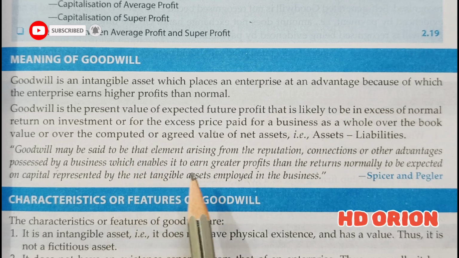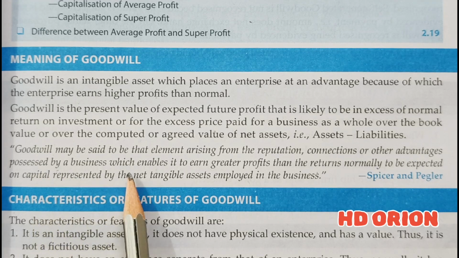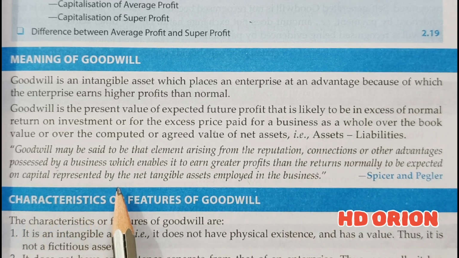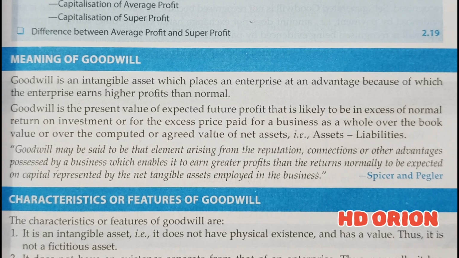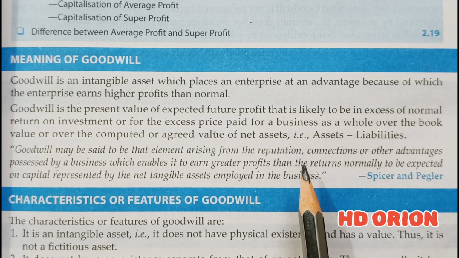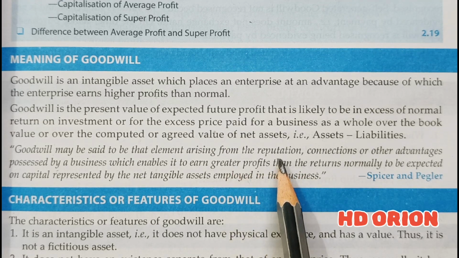Goodwill may be said to be that element arising from the reputation, connections, or other advantages possessed by a business which enables it to earn greater profits than the returns normally to be expected on the capital represented by the net tangible assets employed in the business, as per Spicer and Pegler. So goodwill is something having the capacity to bring more revenue for the business, and it is generated out of reputation, because it is very difficult to build reputation in the market. If a business has built a good reputation by satisfying customers, definitely more customers will come and their earning capacity will be more.